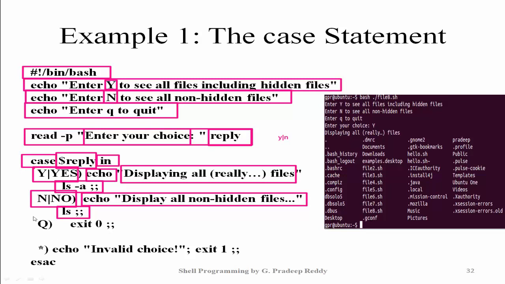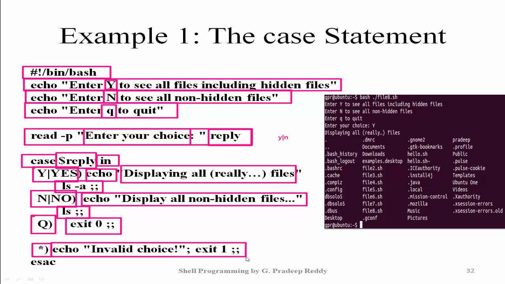The third option is quit. If you want to quit, here we have specified enter q to quit. You can specify small q or capital Q to quit. Here we are going to specify exit 0, which exits from the program. Star followed by brace specifies the default case. If all the cases fail, this is the default case which is executed. Echo invalid choice, and it is going to exit 1 as the status.